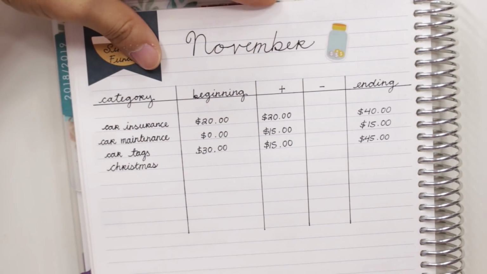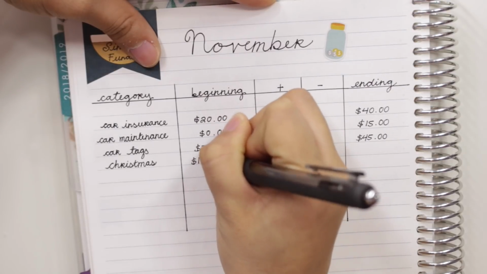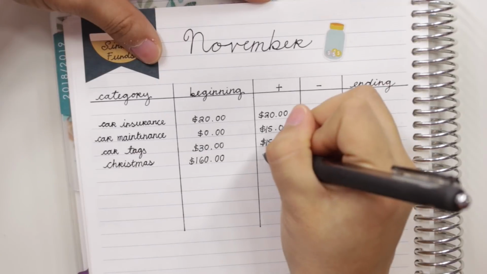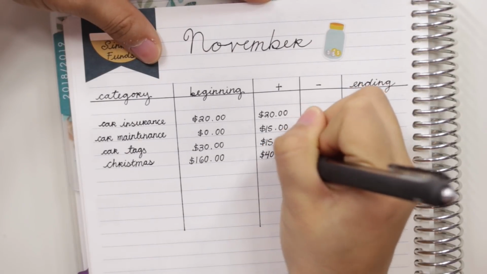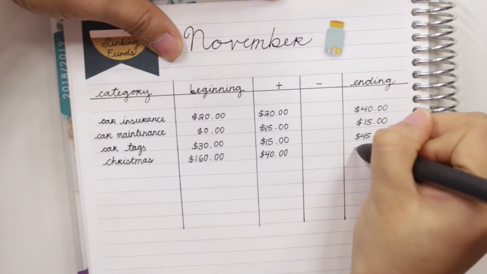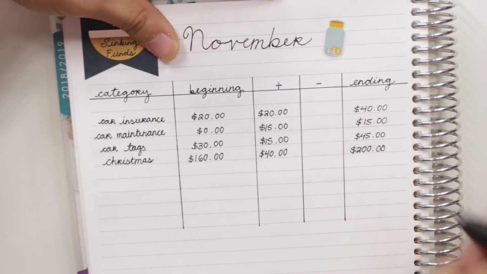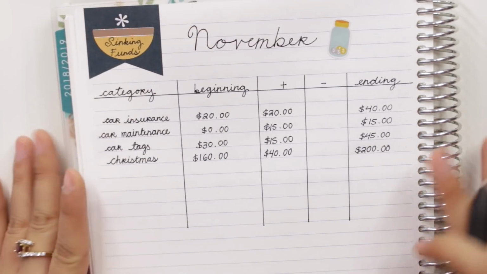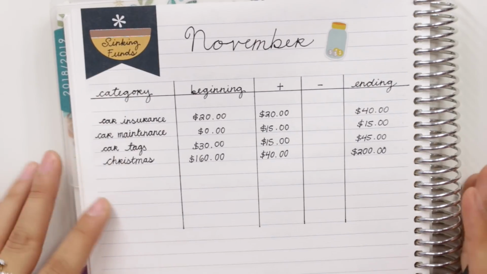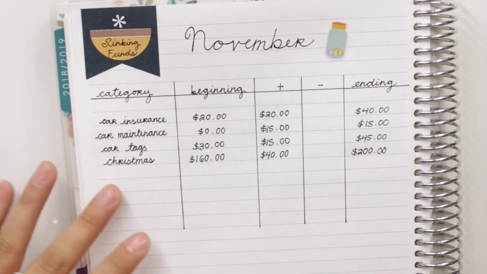So for this category, I already had $160 as my beginning, and I'm going to be adding $40. And after this, I'm going to be having $200 in there. I'm really happy about this. As you guys may or may not know, I've been saving since August, so to see $200 in there for Christmas presents that I don't have to worry about in the near future is really, really satisfying. So I'm really happy about that.